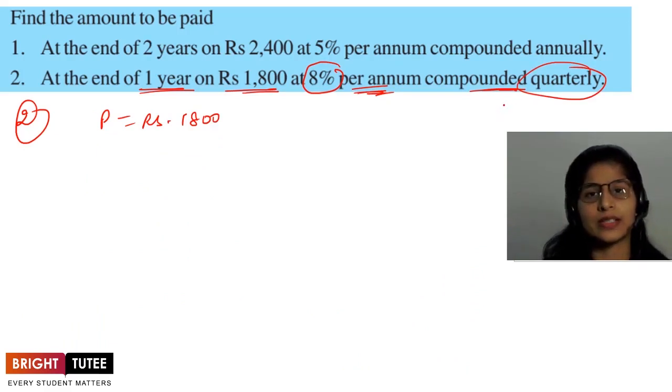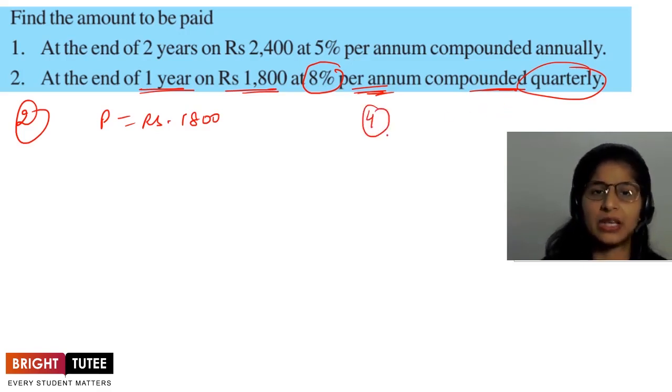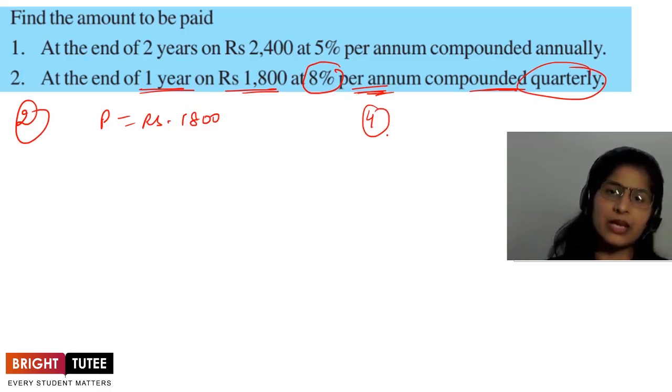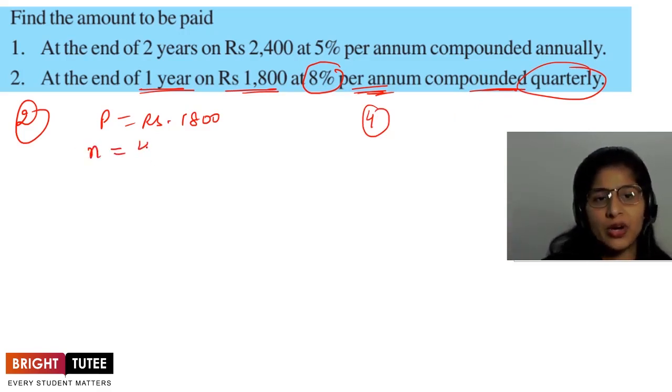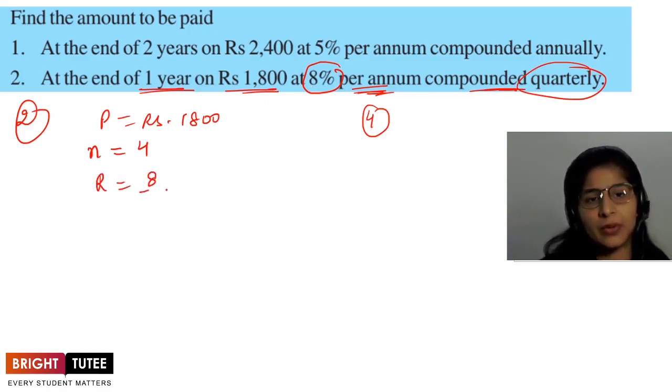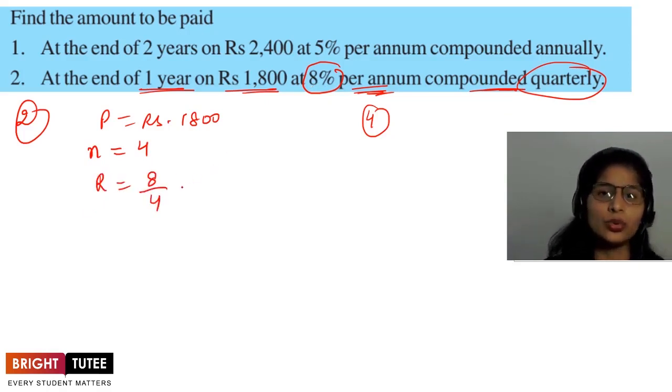How many quarters do we have in a year? We have 4 quarters, each of 3 months. 3 months, 3 months, 3 months, 3 months make 12 months. So n is 4 here because it is quarterly, 4 times it will be calculated, and the rate will also become 1/4 of it. So rate is 8 upon 4. You know, when we do half yearly, we divide it by 2. Now it is quarterly, we'll divide it by 4. So rate will become 2%.